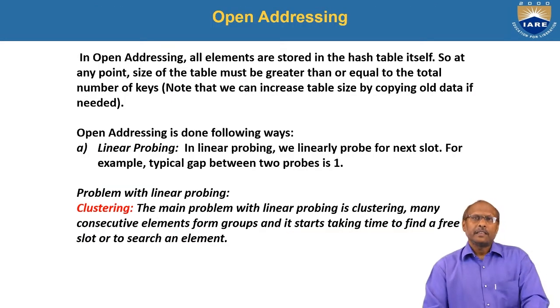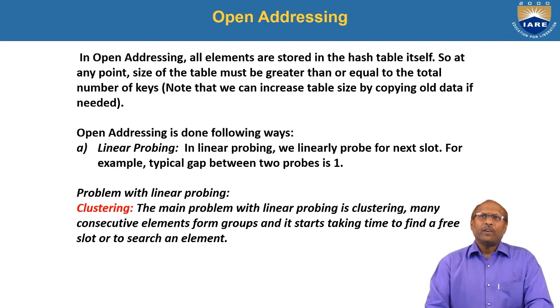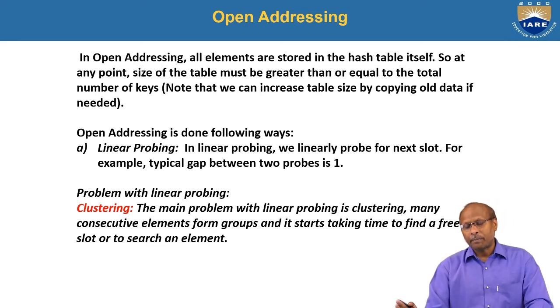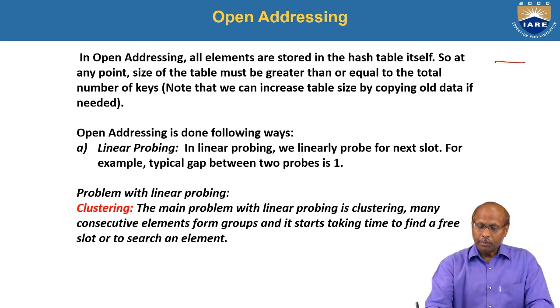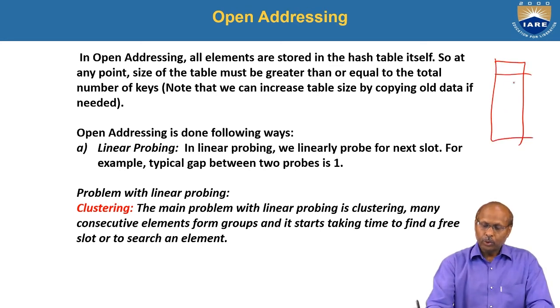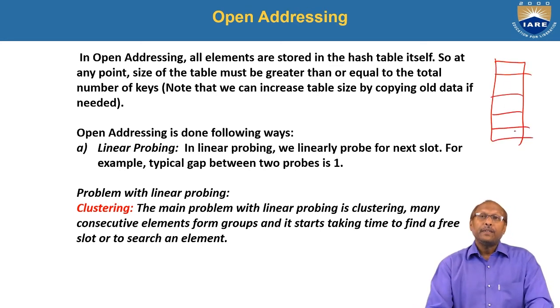Next, open addressing. In open addressing, all elements are stored in the hash table itself. So at any point, the size of the table must be greater than or equal to the total number of keys. So the main goal is what? The hash table must be large enough to store all the keys. If the hash table is small and keys are more, then there is a chance of high collision. So you must have a large table.